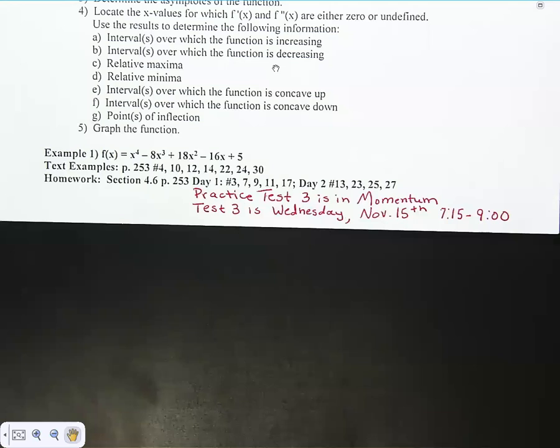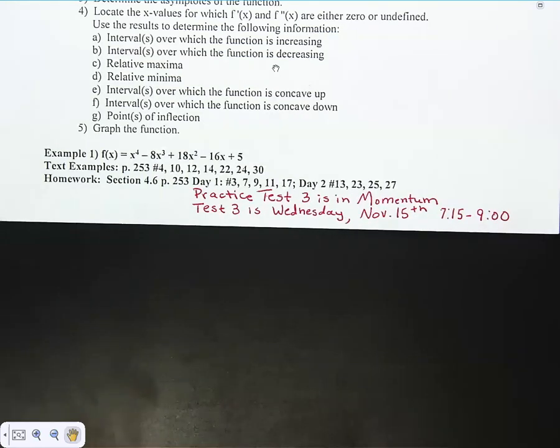Practice test 3 is in Momentum, and test 3 is next Wednesday. I'm going to be here at 7:15. Y'all can come whenever you'd like. You could come at 8:45 if you wanted to, but you still have to leave at 9. So I will be here at 7:15.